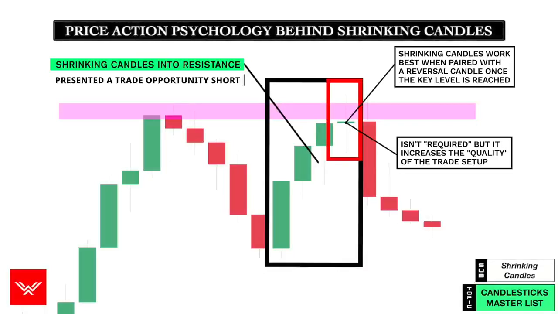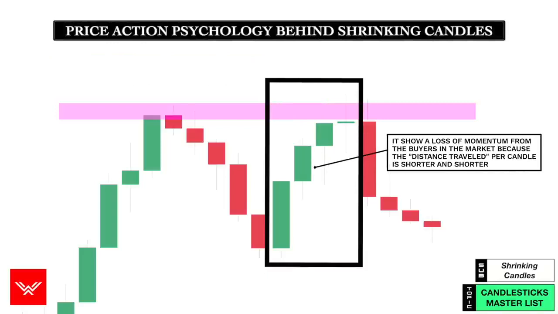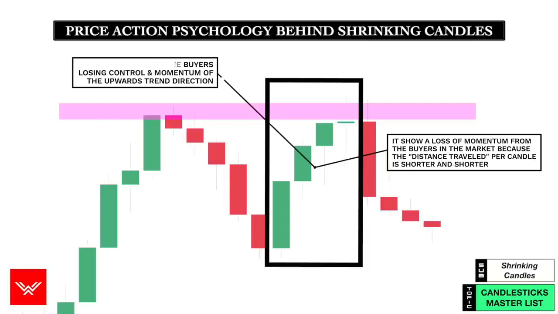So what is the price action psychology behind this pattern? It shows a loss of momentum from the buyers in the market because the distance traveled per candle is shorter and shorter and is an early signal of the buyers losing control and momentum of the upwards trend direction. Now going in the opposite direction.